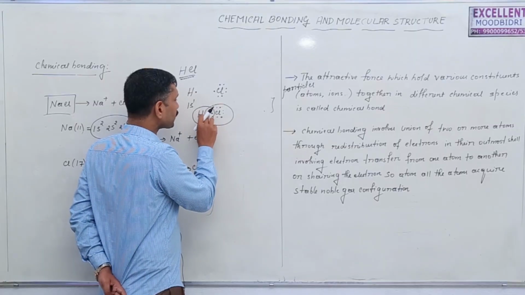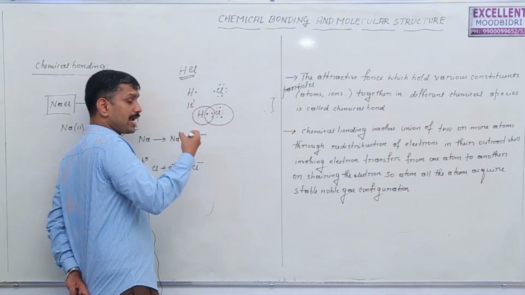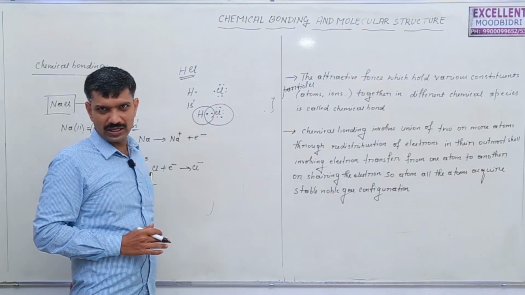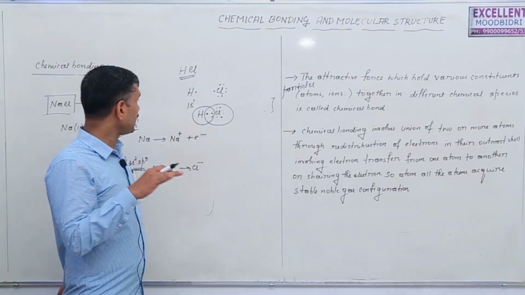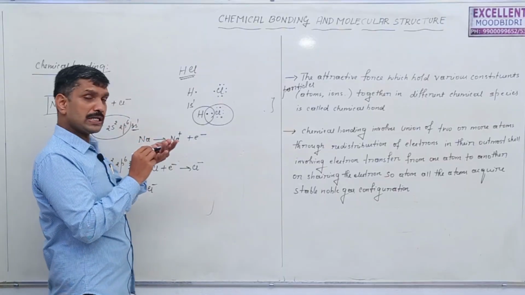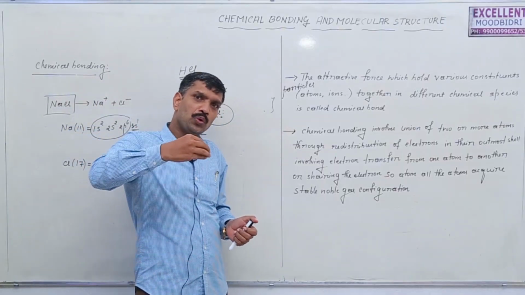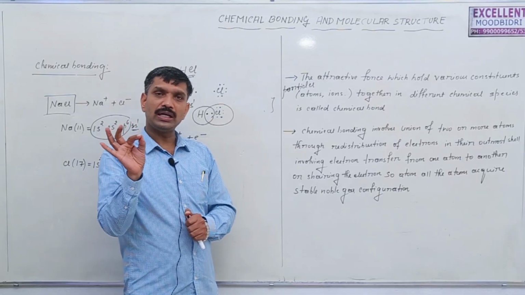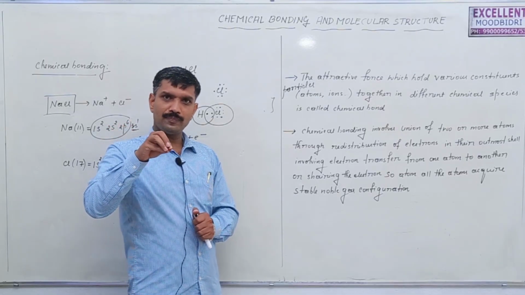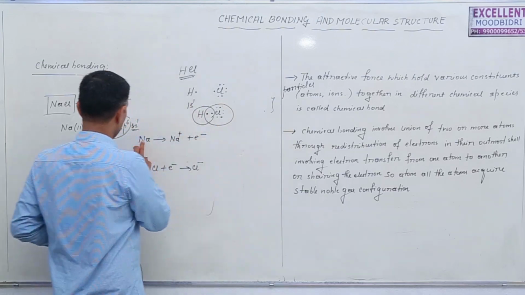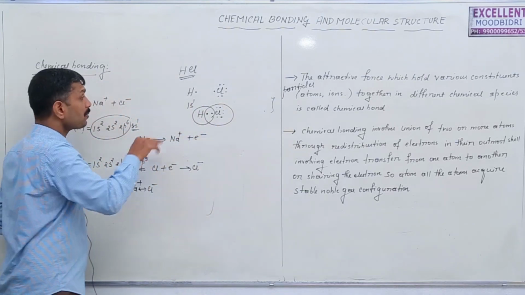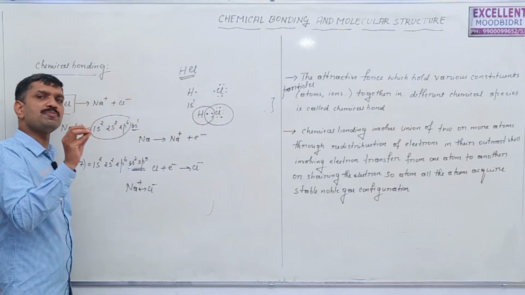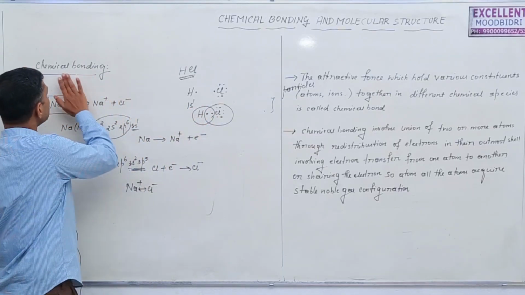Okay, these two electrons are shared between the atoms, and as a result they attain a stable electron configuration. This is also redistribution of electrons in the outermost shells. Totally, chemical bonding involves the union of two or more atoms by the redistribution of electrons in the outermost shell, either by transferring an electron from one atom to another atom or by sharing the electron between the atoms. As a result, each atom attains the stable electronic configuration. This is known as chemical bonding.